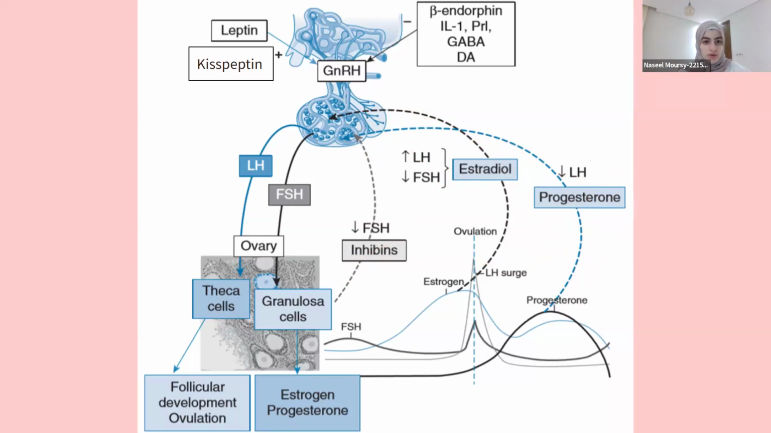Now, GnRH itself is regulated by things, of course. What is it regulated by? It's positively stimulated by leptin and kisspeptin. Now, kisspeptin is really important here. And then negatively inhibited by beta endorphins, dopamine, prolactin, IL-1, GABA. So all these many things. Now, these are not really important, but that's just for the sake of completion.